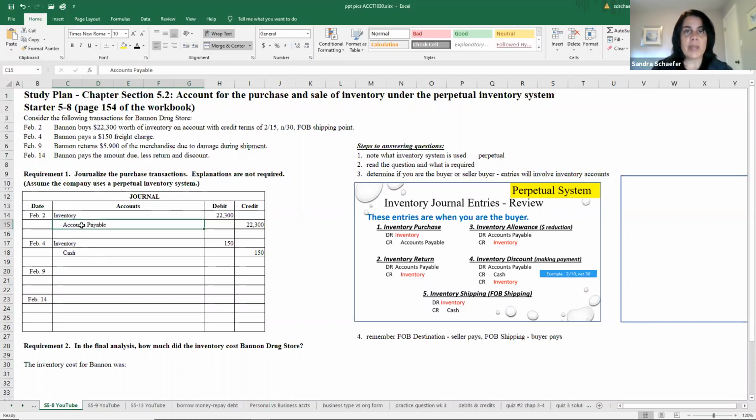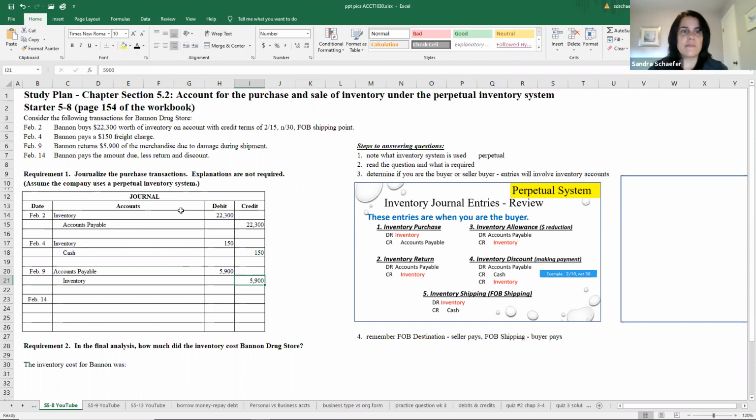Because accounts payable is a credit balance account, you would credit it to increase it, which is what we did up here. But if we're going to decrease accounts payable, we're going to debit accounts payable. And reverse to the entry that we did up here, we're going to reverse inventory by crediting inventory. The amount that we are going to record is the amount of the return, which is $5,900.